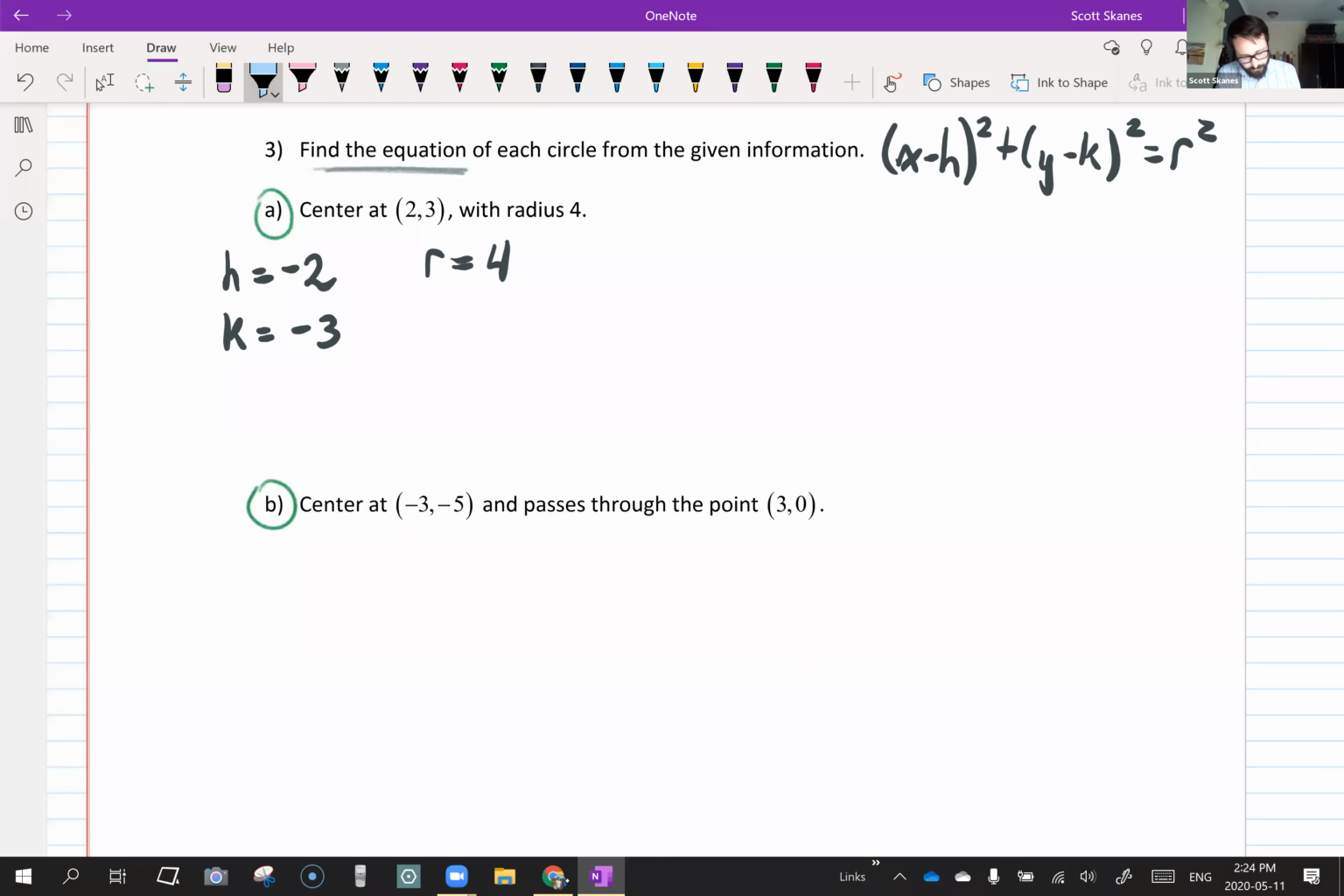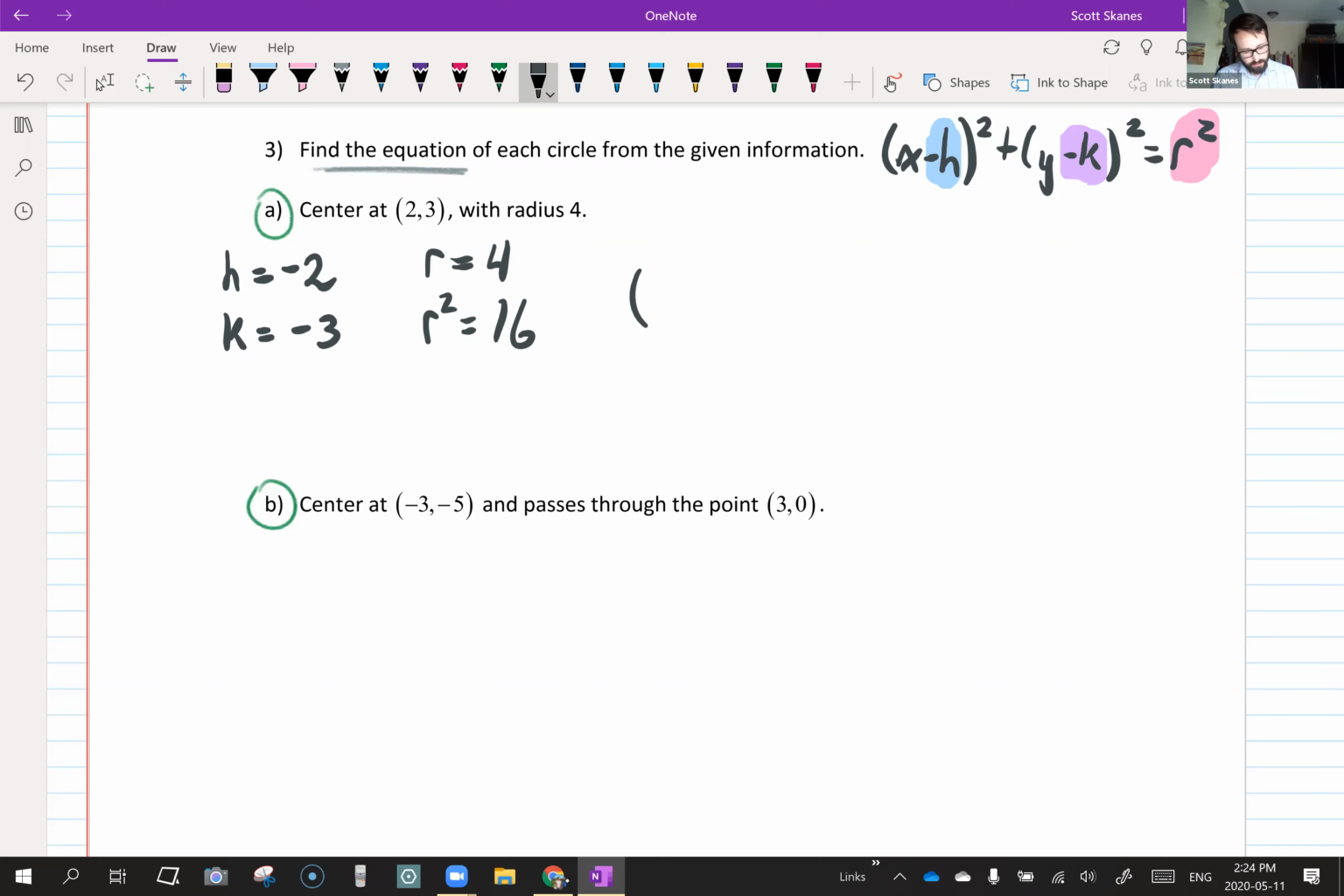We need to be looking for 3 things. We need to be looking for -h, or, we can find h and make a negative. We're looking for this one. And of course, we're also looking for the radius. And those are all things that are normally numbers. I've already solved for those. It took very little time to solve for this. H and K I already have. R I just need to square. That's 16. And so I just put all my numbers in.